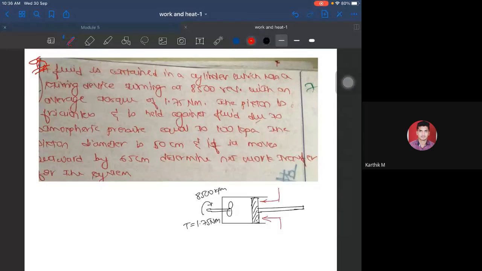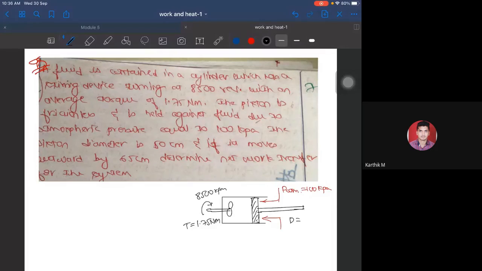So whatever the opposite pressure is acting, that is your atmospheric pressure, P atmosphere, equal to 100 kPa. The value is also given. The diameter of the piston is also given. So what is the diameter of the piston? 50 centimeters.